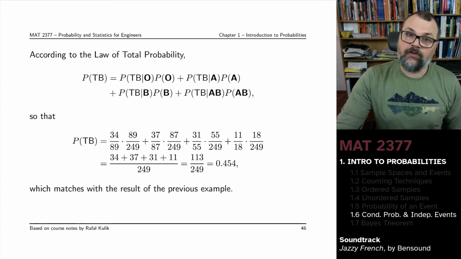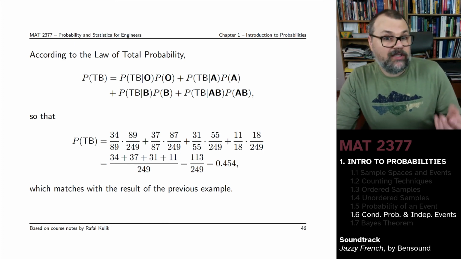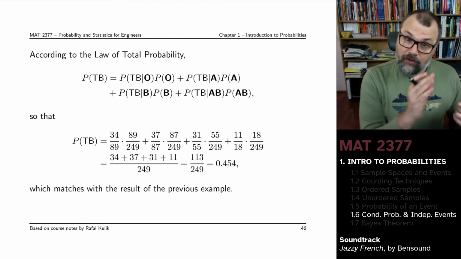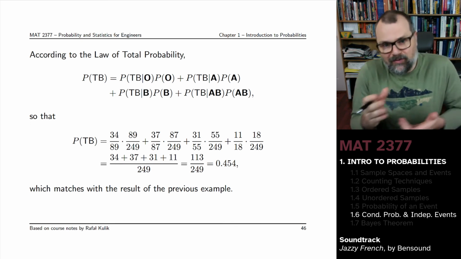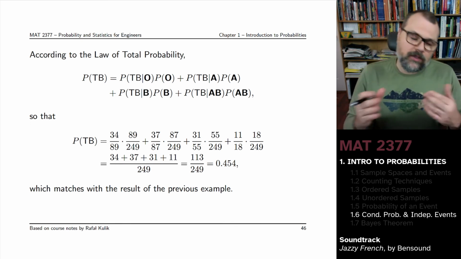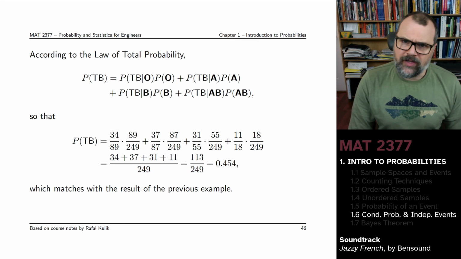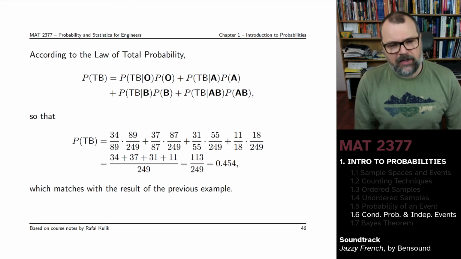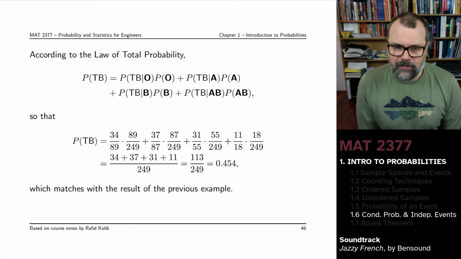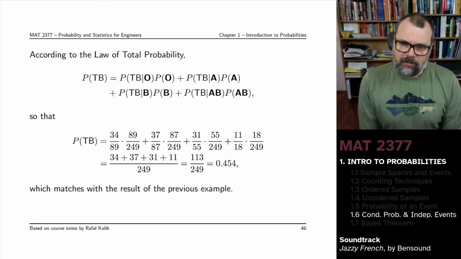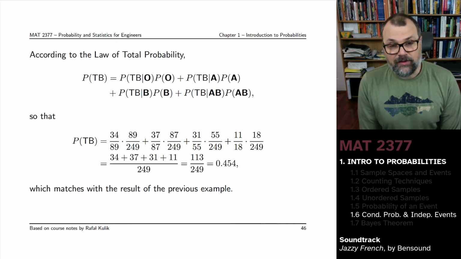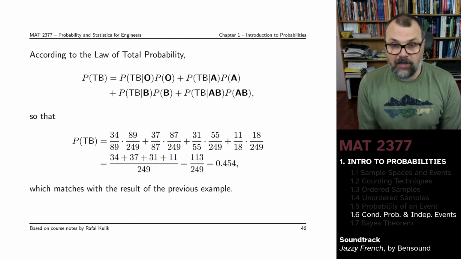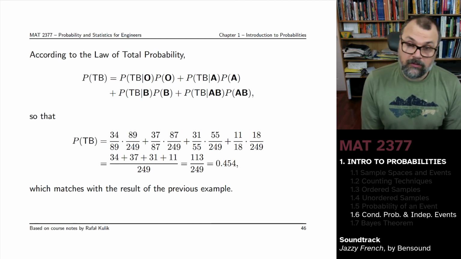Now you use the law of total probability. What's the probability of having tuberculosis? That would be the probability of having tuberculosis if you're in blood type O, times the probability of being in blood type O, plus the probability of having tuberculosis if you're in blood type A, times the probability of being in blood type A, plus the same for blood type B, plus the probability of having tuberculosis if you have blood type AB, times the probability of having blood type AB. There are no other options out there.